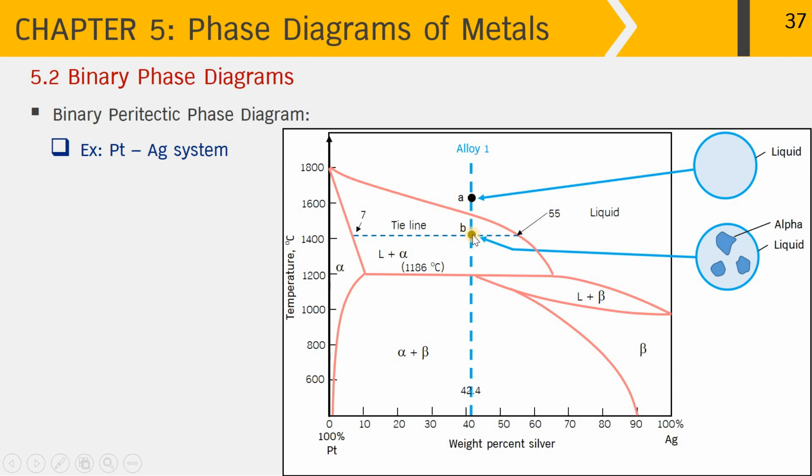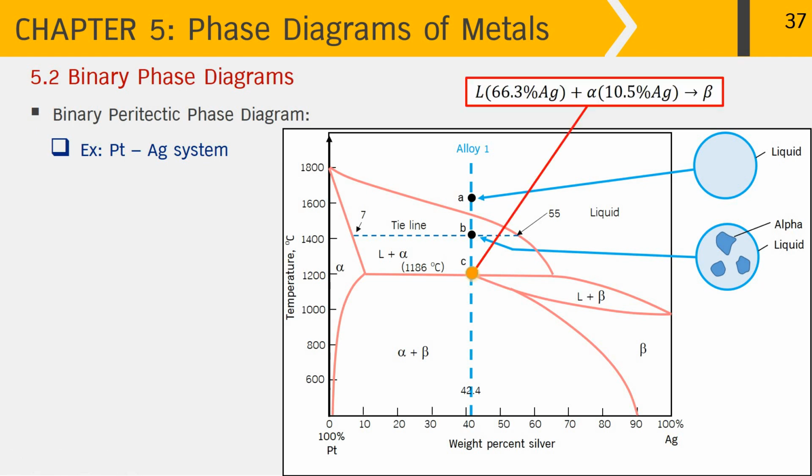To find the composition of the liquid phase, you go to the right. Now here we have 55 weight percent of silver. And then go to the left to find the composition of the alpha phase, which is at 7 weight percent of silver. If you want to calculate the weight fractions of liquid and alpha, you can do so by applying the lever rule. And by lowering the temperature even more, we have more and more alpha phase replacing the liquid phase just before reaching the peritectic temperature.